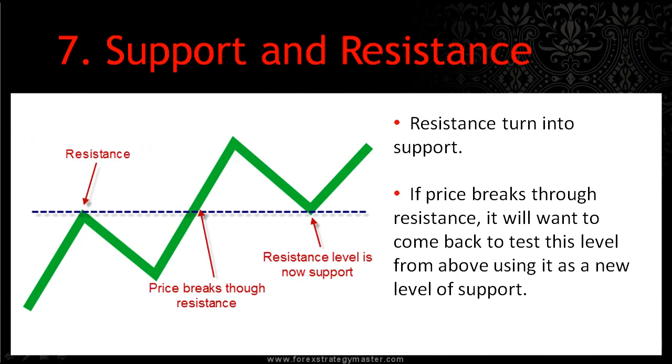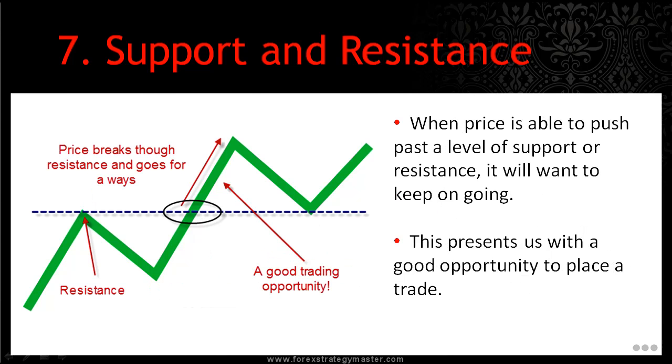And the opposite is also true. Resistance turns into support. If price breaks through resistance, it will want to come back and test this level from above, using it as a new level of support. The image you see on the left, price moves up, forms a level of resistance, gets rejected. The next attempt, price breaks through this level. Once it breaks through and is above this level, price will want to come back from above and test that level now as support. Once it gets to that level, it will be rejected and price will move back up.